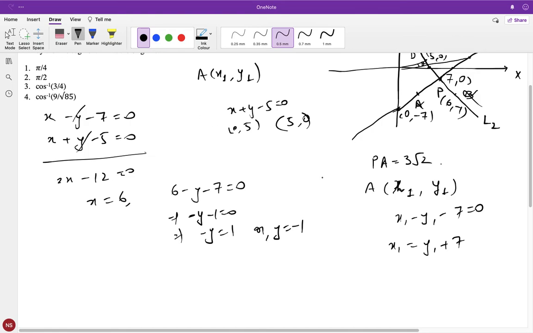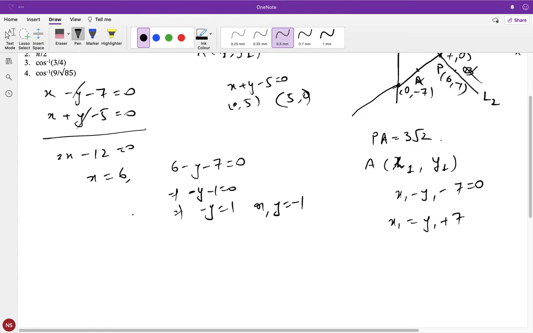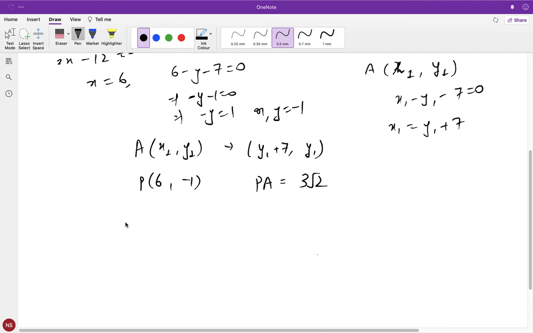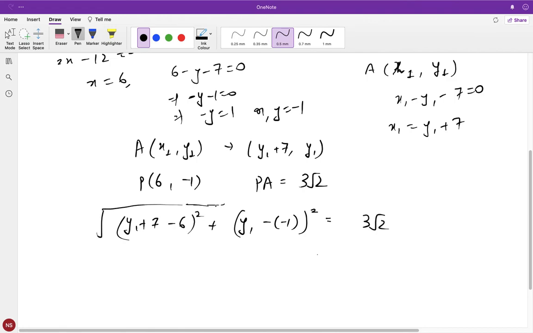So x1 is equal to y1 plus 7. So this point A is (x1, y1), x1 is y1 plus 7, so (y1 plus 7, y1). And point P is 6 comma minus 1. PA is given as 3 root 2. So we will use the distance formula to find the value of y1. So (y1 plus 7 minus 6) whole square plus (y1 minus minus 1) whole square equals 3 root 2. This is whole under the square root, right? All of this is under square root.